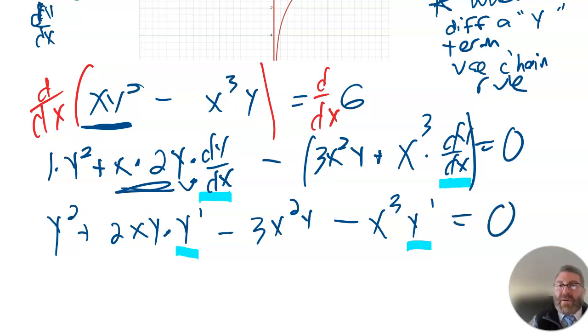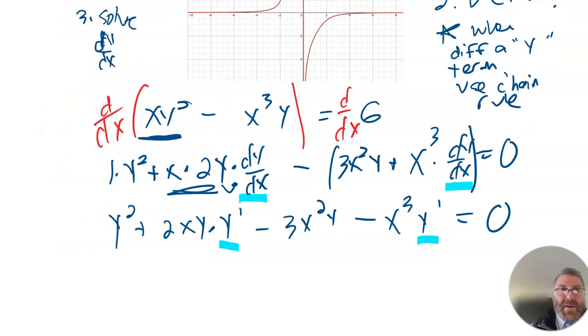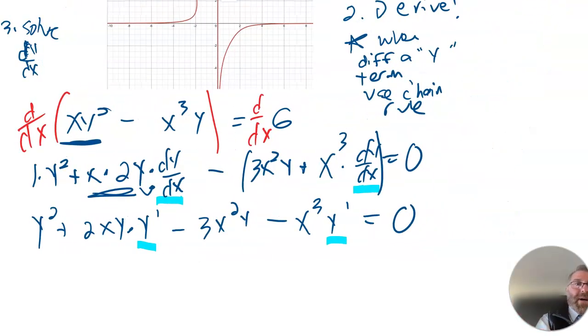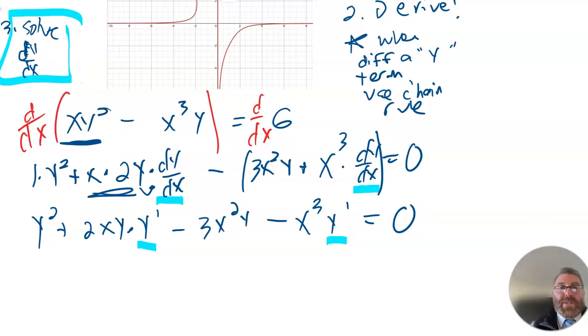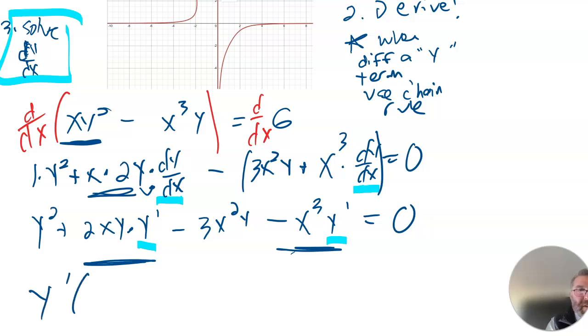It equals 0. Okay? And so now I'm going to solve algebraically, in my third step, for y prime, or dy dx. Same thing. The way that I do that is I just keep all the y prime containing terms. There's one of them, and here's another one on the left side. I'm going to factor out a y prime. So when I factor this out, I'm left with a 2xy. When I factor a y prime out of this term, I'm left with an x cubed.